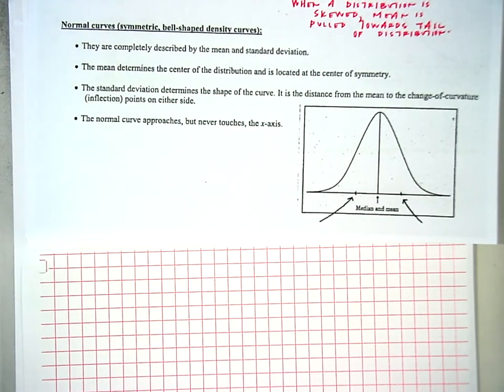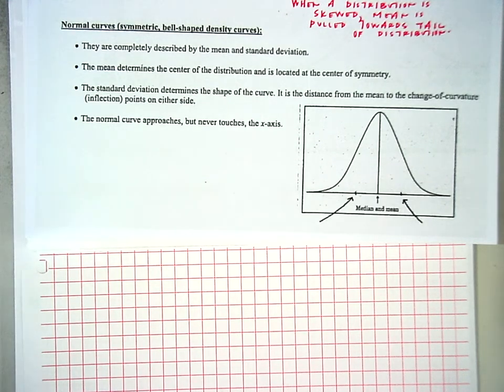So normal curves are a type of density curve. They are symmetric, they are bell-shaped density curves. They are completely described by the mean and the standard deviation. The mean determines the center of the distribution, and it's located at the center of symmetry. So right smack in the middle, that's our mean. The standard deviation determines the shape of the curve. It is the distance from the mean to the change of curvature, the inflection points on either side. The normal curve approaches but never touches the x-axis.